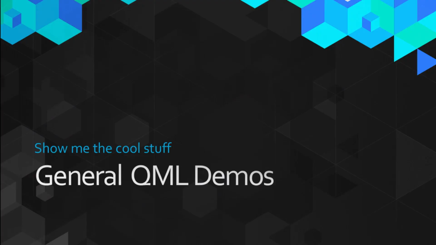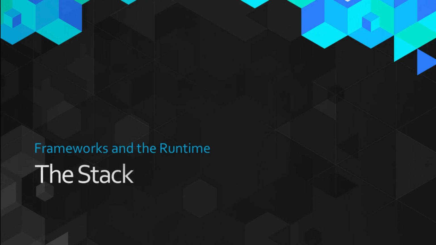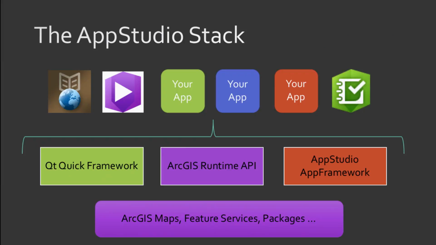I don't have time for more demos. I'll just give you a basic rundown of the stack. These are the kinds of apps that you will write on the top. It doesn't matter whatever app you write, you will have access to the Quick Framework and you will have access to the AppStudio framework. And if you want to write mapping based applications which have visualization and you want to take advantage of the local data, then you will also include the runtime API. Okay? And because of that, you have access to all these ArcGIS things behind the scenes.